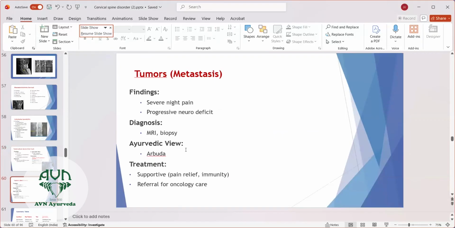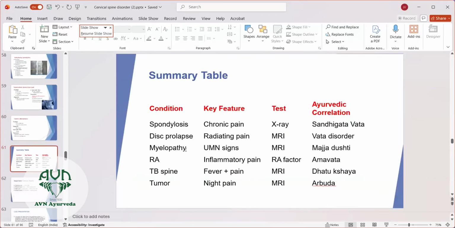Then comes the tumors of the spine. In tumors of the spine, severe pain at night we can observe. Also progressive neurological deficit, also in Shavanama conditions. Progressive neurological deficit we can observe. The diagnosis is confirmed by the MRI or the biopsy. And the treatment is supporting treatment only.